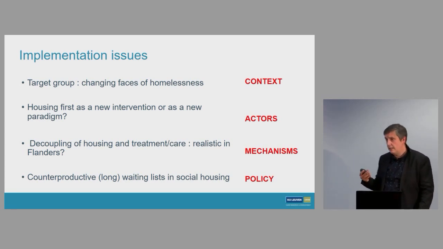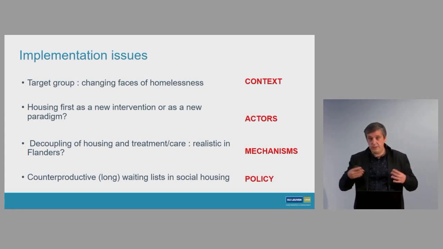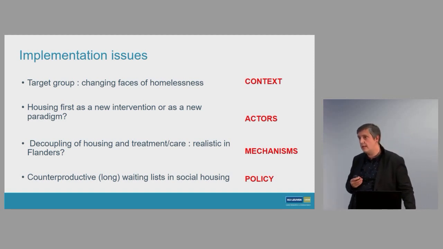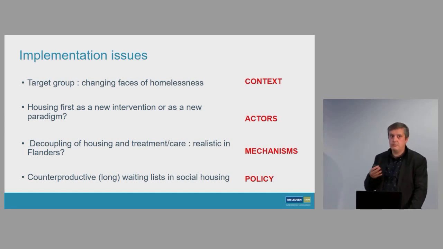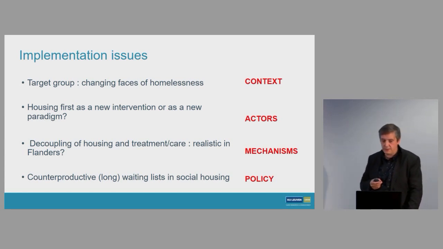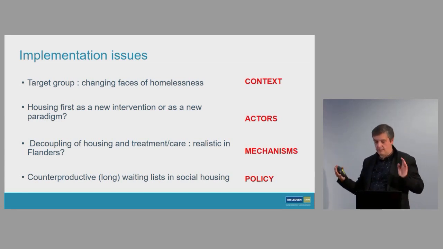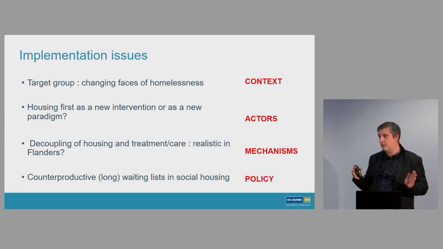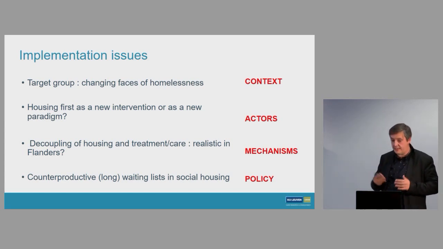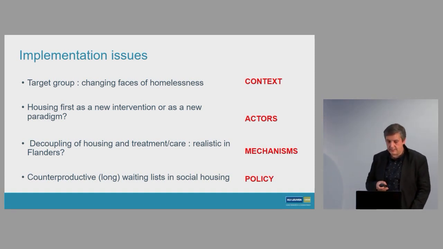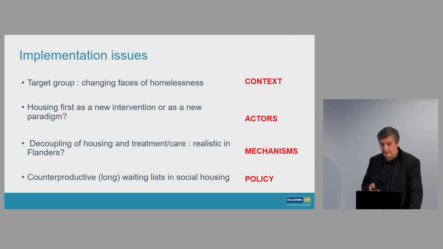And of course, on the policy level, what is very counterproductive is the fact that we have very long waiting lists in social housing. At this moment, more than 120,000 people are on the waiting list for social housing. And of course, that leads to a lot of competition between all those vulnerable groups. All those vulnerable groups want to have their social housing. So it only works if you have a policy which invests in these kinds of projects.